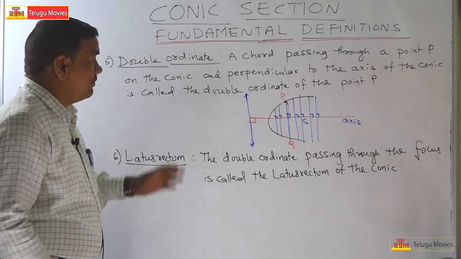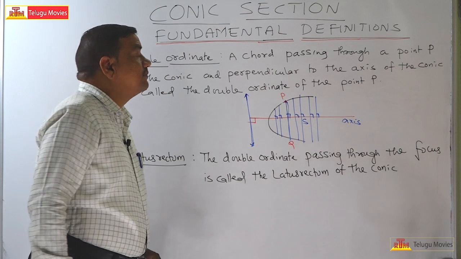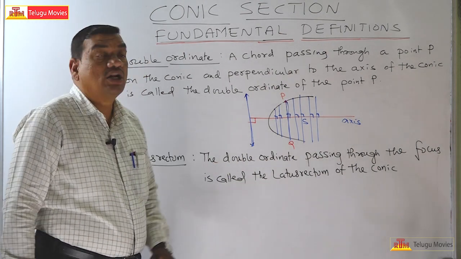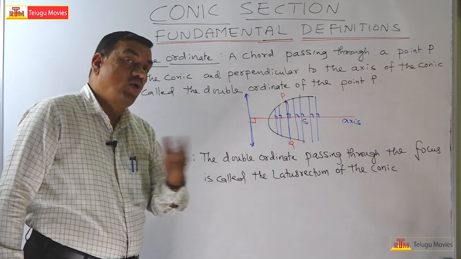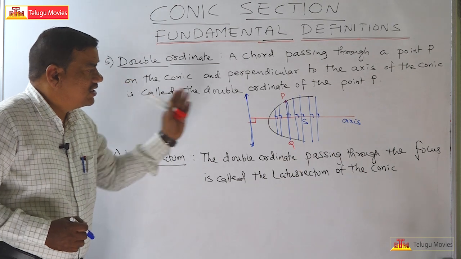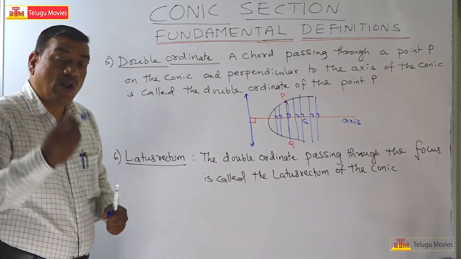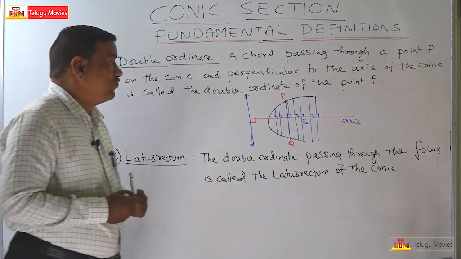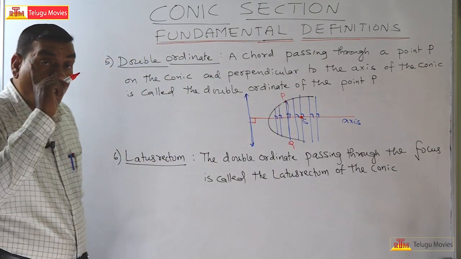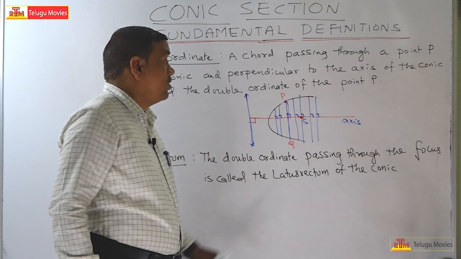So all the line segments, all the chords which are perpendicular to the axis, are called double ordinates. If you observe these double ordinates, one of them passes through the focus, something special, definitely. One and only one, not too many.